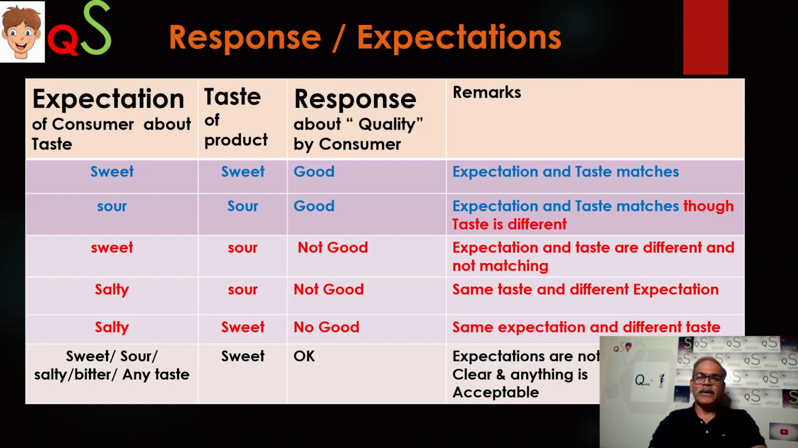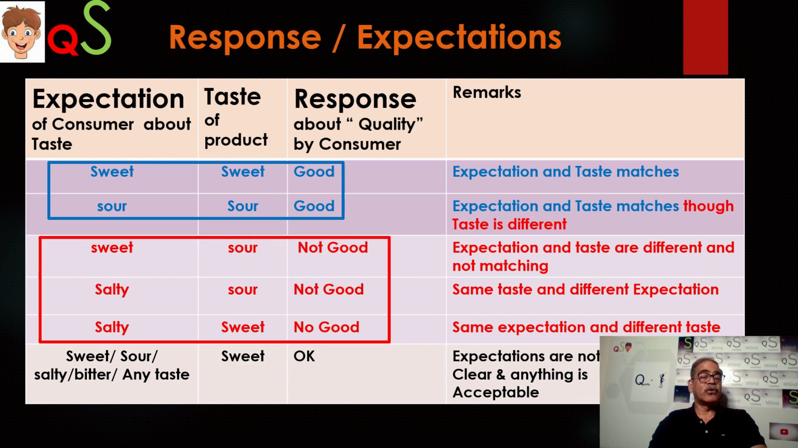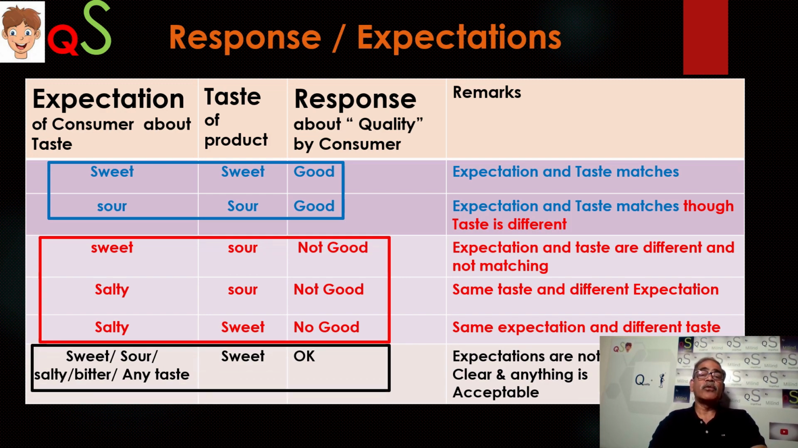Please refer to the table of expectations, taste, and response. The information in blue represents when the response about quality is good. In red, when the response is not good, and in black, when the response is just okay. If we carefully look at the contents in blue, we find that whenever the expectation and taste match, the response about quality is good. Please note this has got nothing to do with the taste, whether it is sweet, salty, or sour. What is important is it must match the expectation to get a response about quality as good.